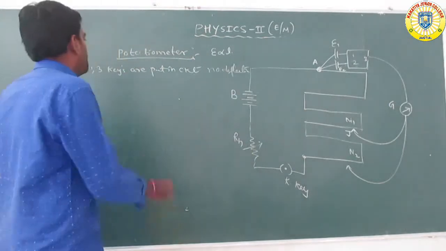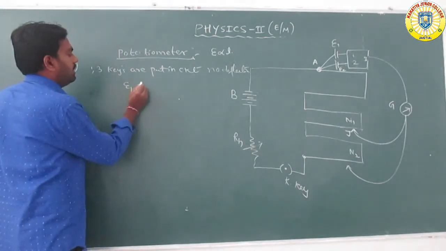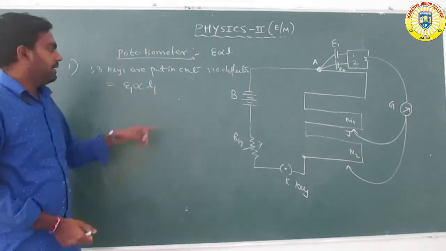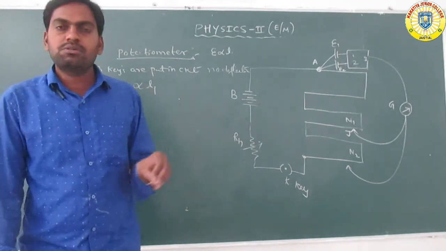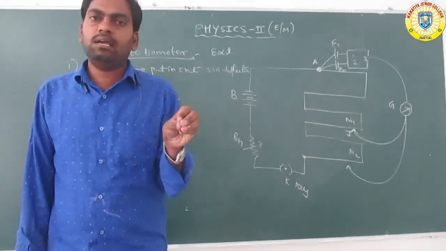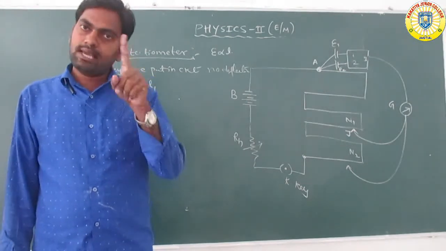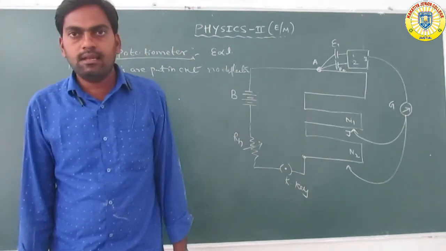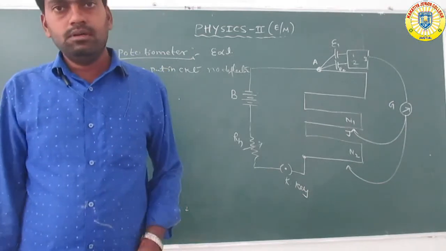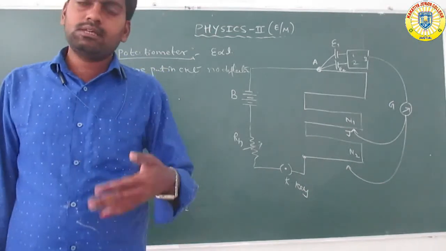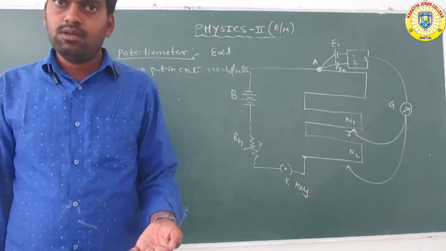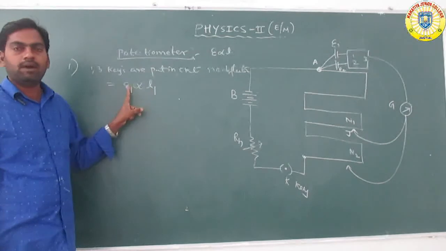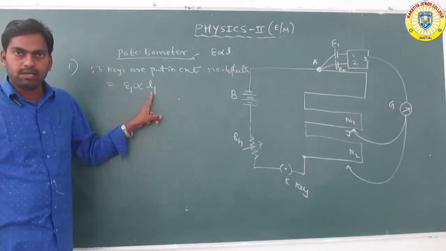At that point, the primary cell EMF E1 is directly proportional to L1. L1 means length, measured using the scale. The scale is also included on the board, to measure 30 centimeters, 40 centimeters or 60 centimeters. So E1 is directly proportional to L1.